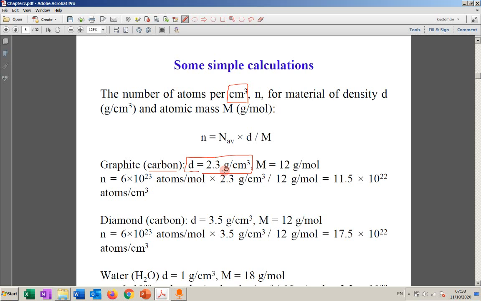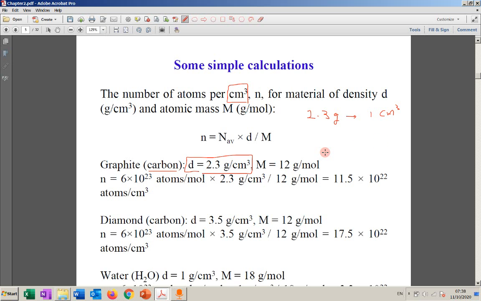Or you can read it in a different way. You can say the volume of 2.3 gram of carbon is 1 centimeter cube. Look, it's 1 centimeter cube. I don't know if you can feel 1 centimeter cube. Your finger, if you take 1 centimeter as a cube, 1 centimeter dimension. Imagine a 1 centimeter cube with 1 centimeter dimension. That weighs 2.3 gram. This is graphite.